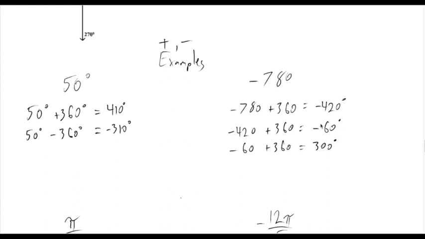So I could use these two as my answer, or I could use the 300 and the negative 420 as my answer for the positive and negative. It doesn't matter. I just needed one positive and one negative. So sometimes when you're trying to find coterminal angles that fall on the same side, you need to add 360 multiple times, or you may need to subtract 360 multiple times in order to get there.